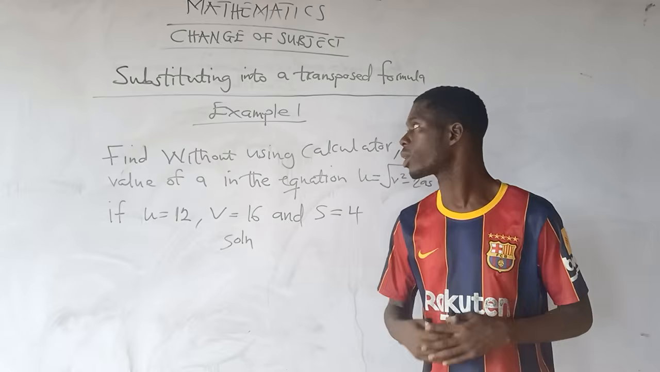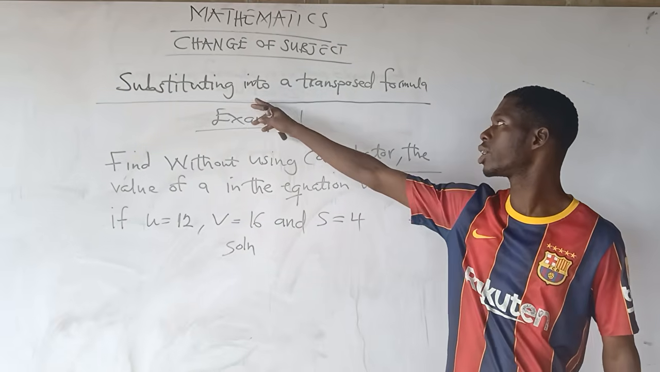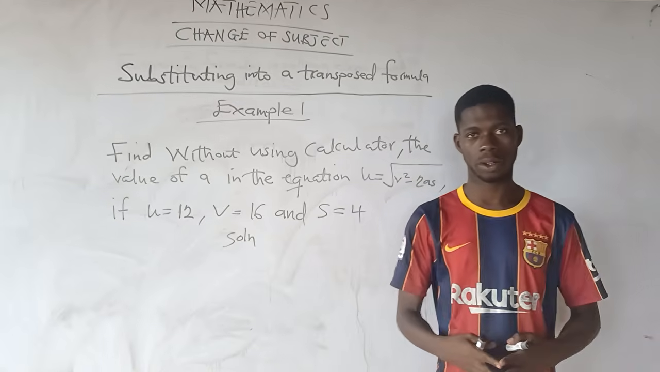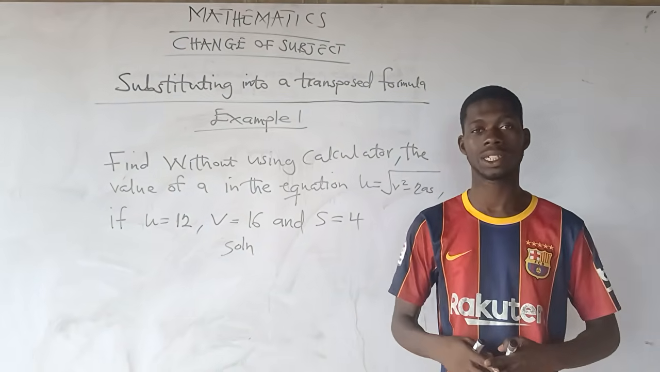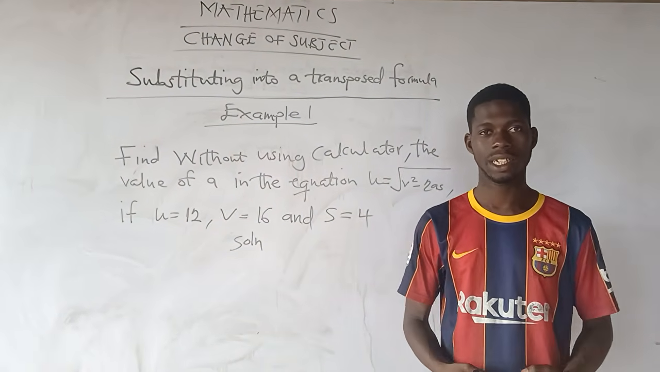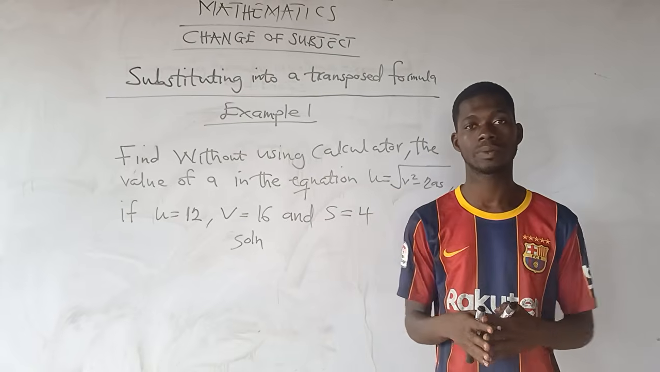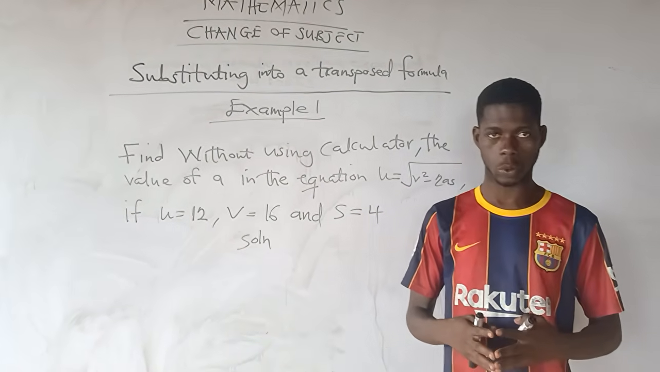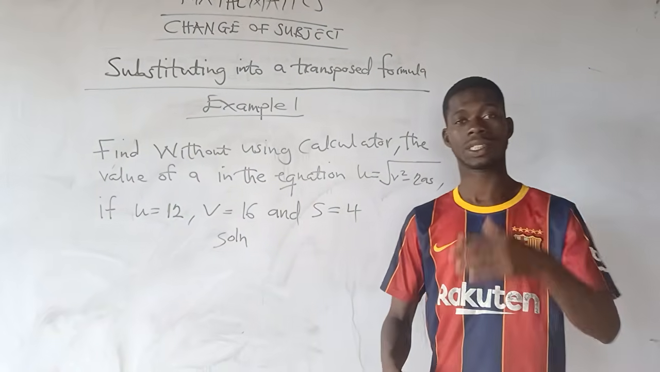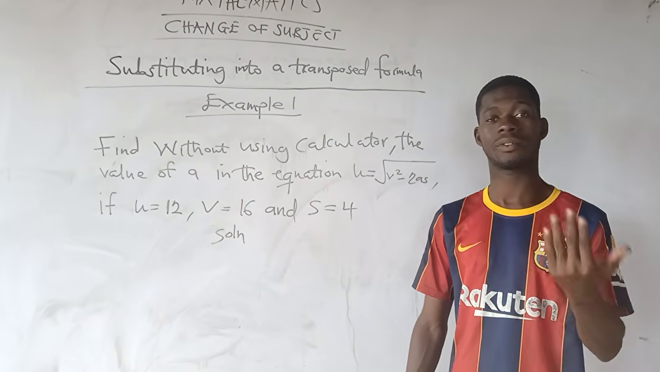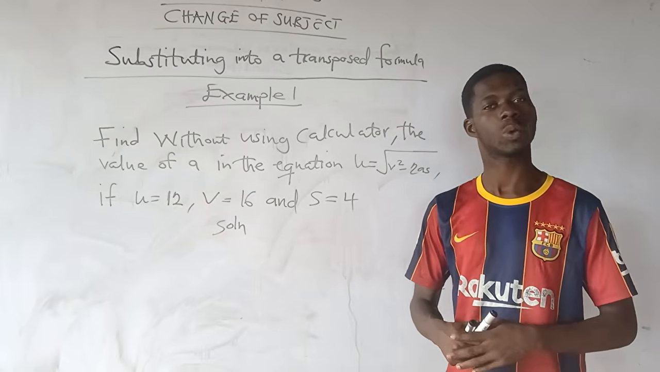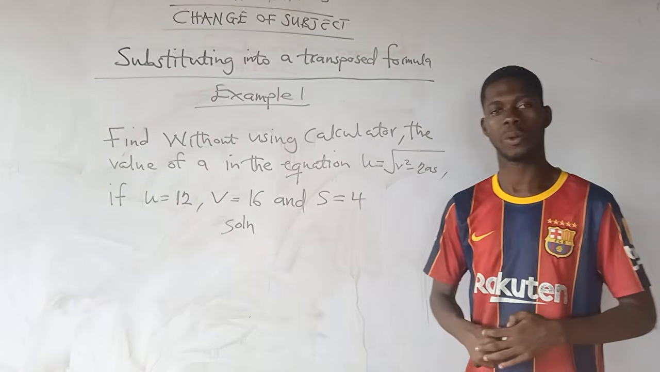So we are going to deal with the one that involves substituting into a transposed formula. You have the formula already. We have made a certain alphabet the subject, then you substitute the numbers into it and find the final result. Still you will make a certain alphabet the subject, and at the end they will ask you to substitute certain values into it and get the final result.